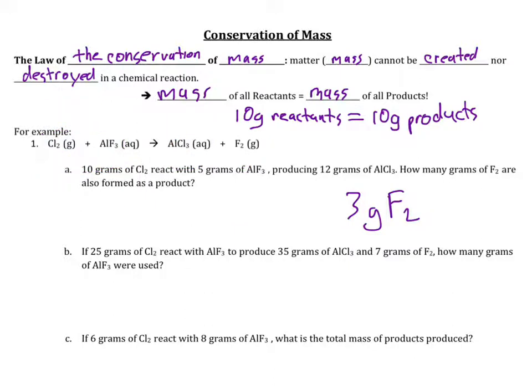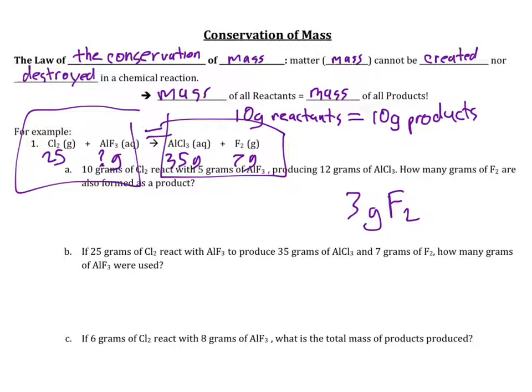All right, let's do the next one. Okay, the next one says 25 grams of this reacts with this, and it produces 35 grams of aluminum chloride, and it produces 7 grams of this. And the question is, how much of this must there have been? Well, again, this has to equal this. Really easy. Whatever you start with has to equal whatever you end with. So you kind of work backwards here.